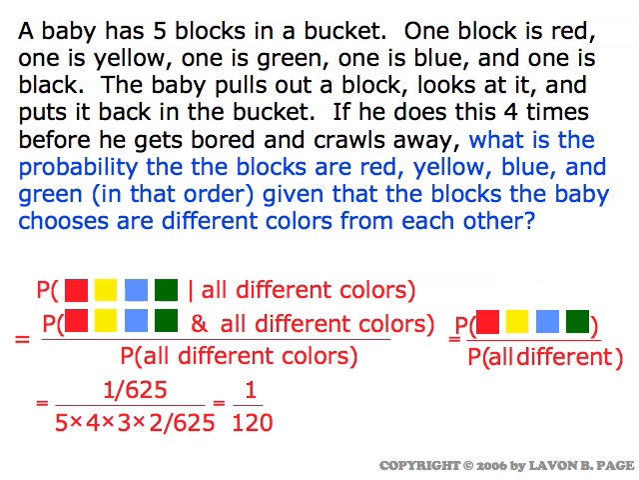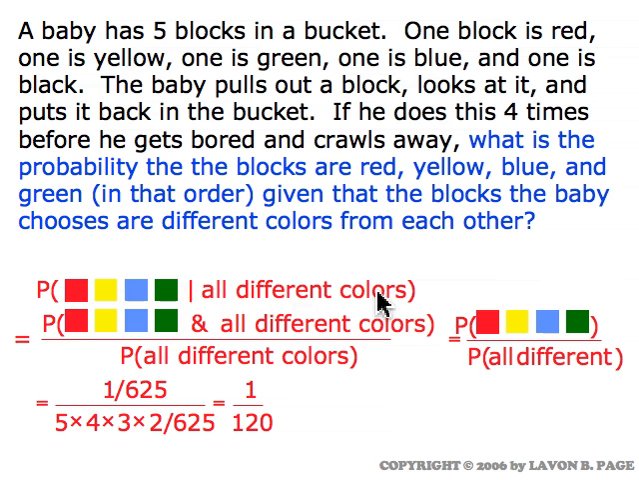Next variation on the problem says what's the probability the blocks are red, yellow, blue, green in that particular order if we know that the blocks the baby chooses are different colors from each other. So if we know the blocks are all different colors in the 4 experiments, what's the chances it's that particular color sequence, red, yellow, blue, green? So this is a conditional probability question. What's the probability we have that particular sequence if we know that the 4 draws produce 4 different colors?